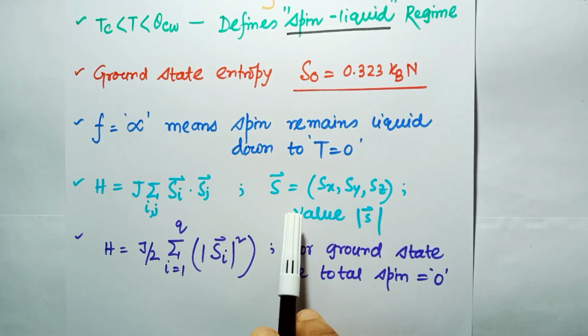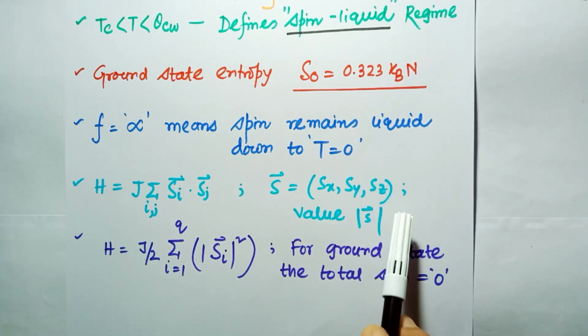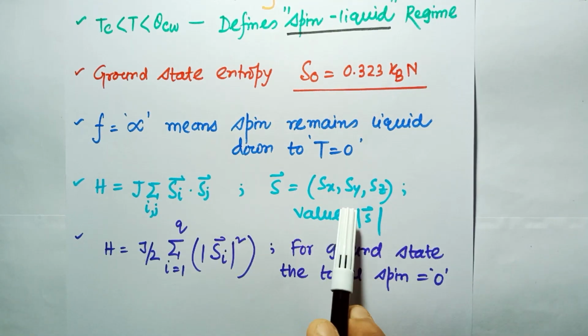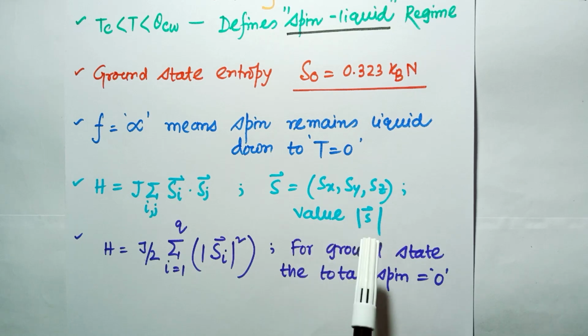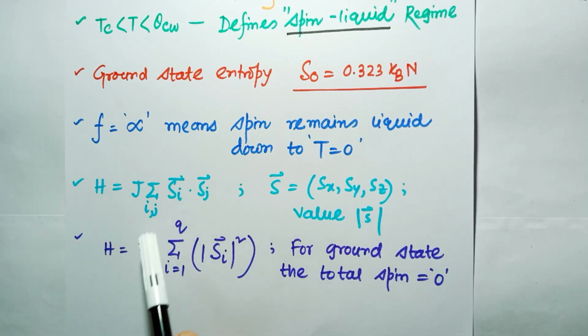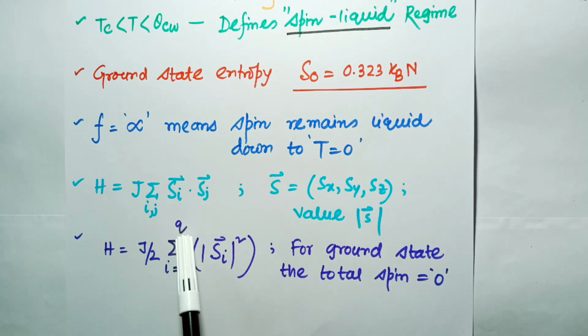So you can write it with 3 components along the 3 directions in space, that is Sx, Sy and Sz, with the value of the mod of the S vector. For some mutually interconnected spins, we can express the Hamiltonian where the resultant number of spins becomes the small q. So we can write the Hamiltonian as J divided by 2 times the sum over i equal to 1 to q of mod of Si square. And for the ground state, the total spin is 0, as I have already discussed.